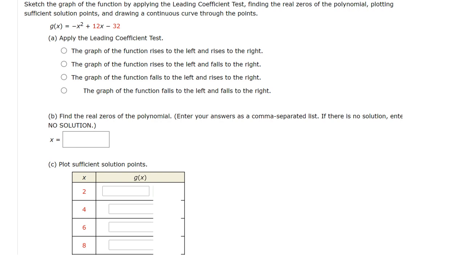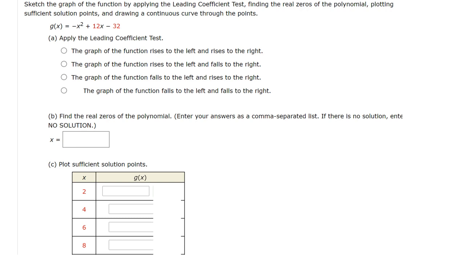states that if it's a negative 1 and our function is even, which in our case our quadratic is an even function, the behavior of my graph is going to be that it's going to fall on the left and fall on the right, right? So if we look here at our examples, the answer would be this last one. The graph of the function falls to the left and falls to the right, okay?